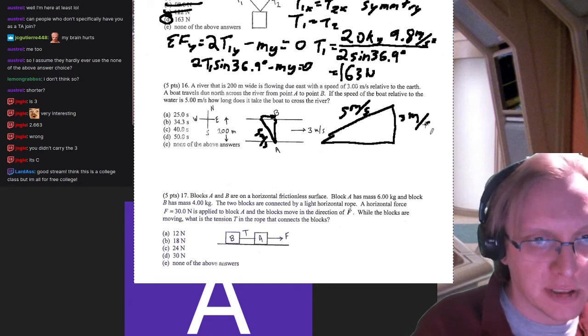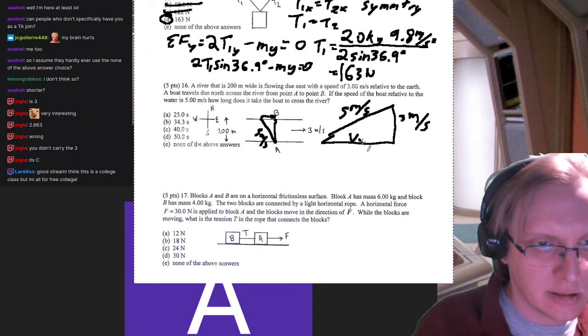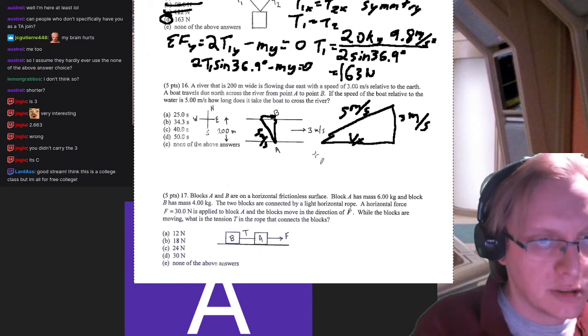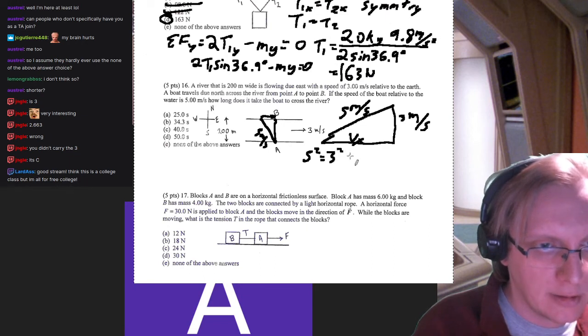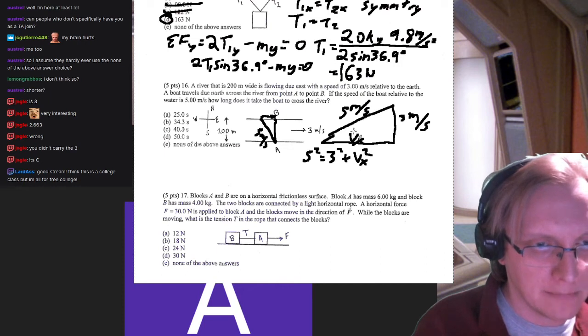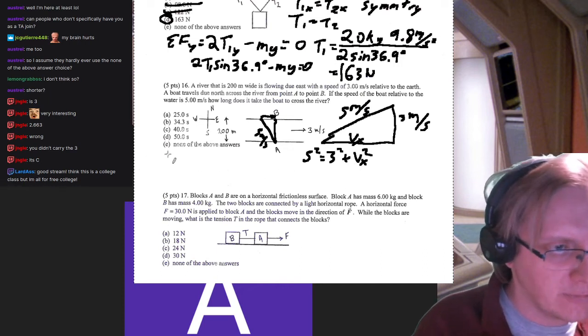3 meters per second here. So then we need to know, what is our V across the river? So that would be, busting out our favorite Pythagorean theorem, we have that 5 squared is equal to 3 squared plus our Vx squared. Right? Yep. So Vx is equal to the square root of 5 squared minus 3 squared.